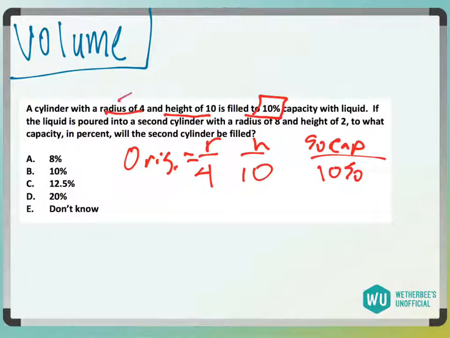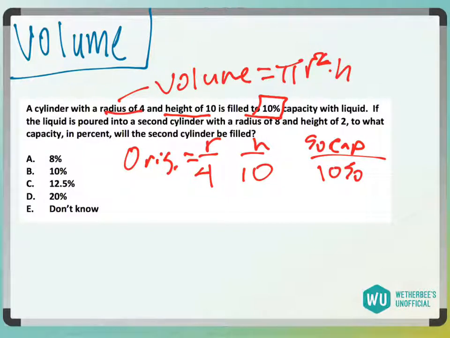The volume of a cylinder, we'd want to use volume for this, is going to be pi r squared times h. So r squared, let's square this, 16 times 10 is 160, and if it's filled to 10% capacity, 10% of 160 is 16, and we can have a pi on the end there. Pi r squared h, 4 squared times 10% of that, 16 pi.